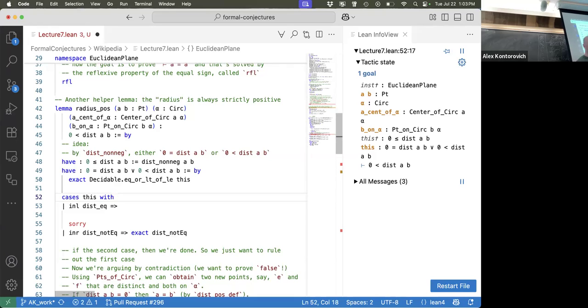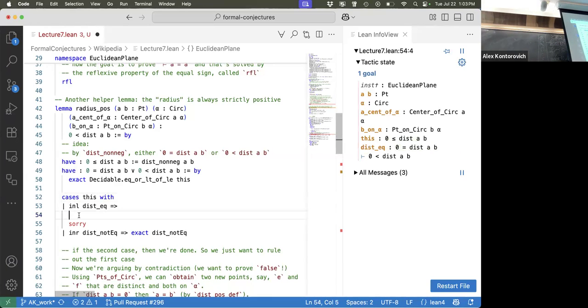Right, so look at the goal state here. Our original goal state was we're trying to prove that the distance is strictly positive. And we know that either the distance is equal to 0 or the distance is strictly positive. So if I go into the left case, now I assume that the distance is equal to 0. And let's see if we can prove that the distance is strictly positive. And if I go to the right one, then I know that the distance is strictly positive. I'm trying to prove the distance is strictly positive. And of course, that's just exact.